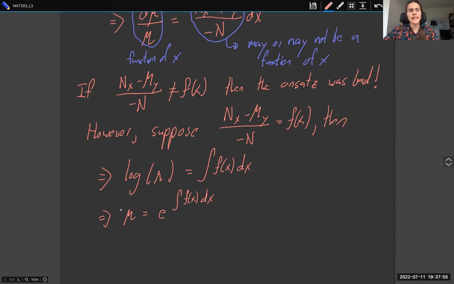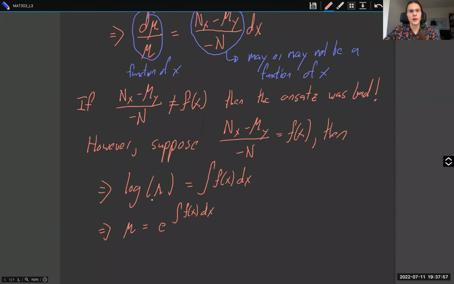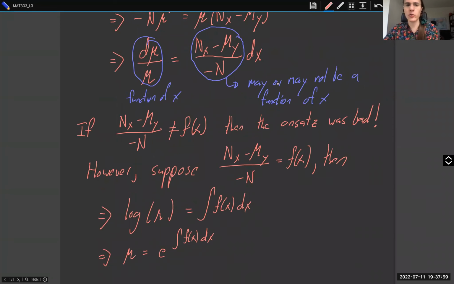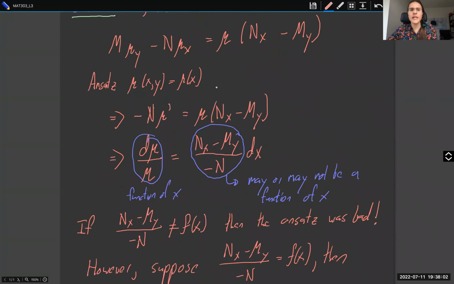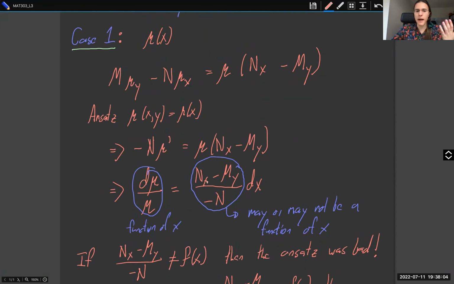Okay, so then we're able to solve for the integrating factor. So what's the general recipe then? By looking at this quantity, we're already checking if the differential equation is exact or not, right? Because if the differential equation is exact, then this is 0 and we're done. And so we don't have to care about it.